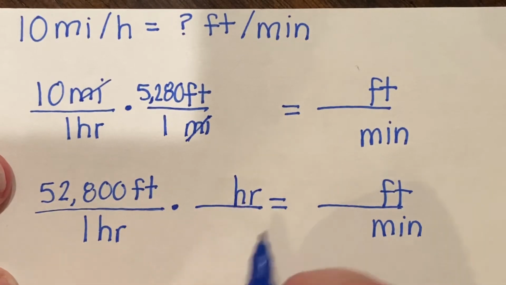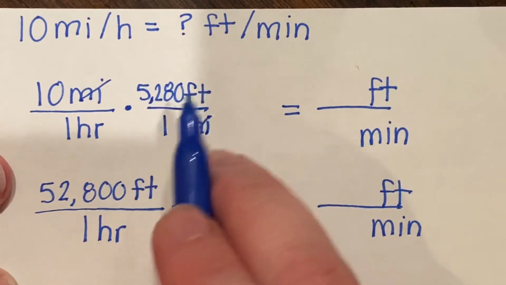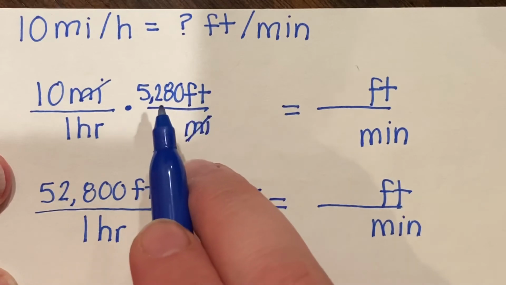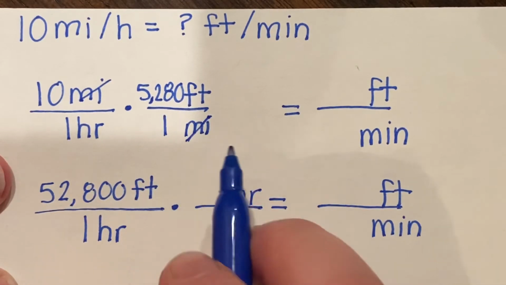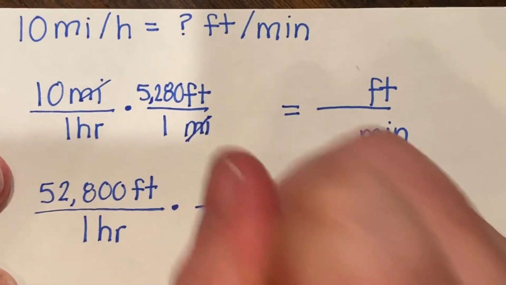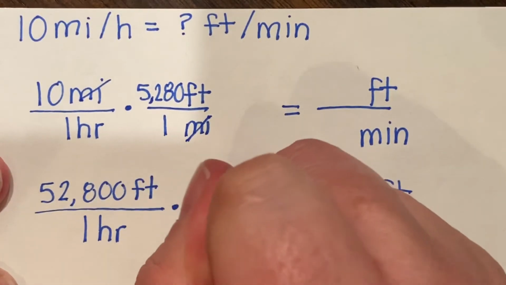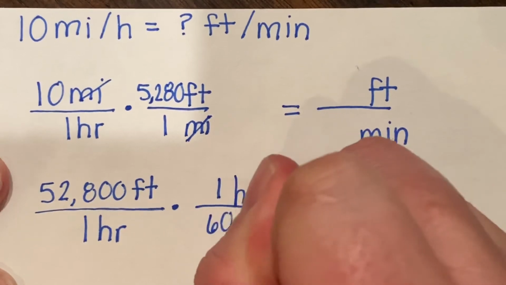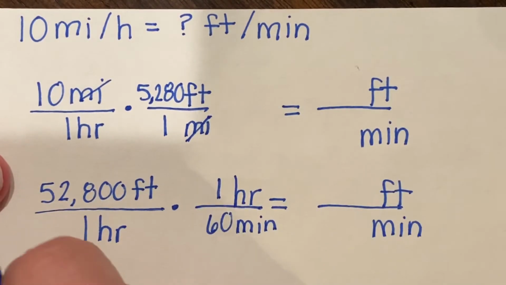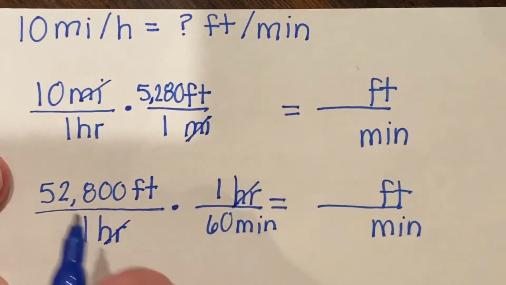So again, this multiplying here is your conversion, just like right here, this was the same thing. 5,280 feet is the same thing as 1 mile. Well, 1 hour is the same thing as, I want it to go in minutes, so 1 hour is the same thing as 60 minutes. Okay, and now we're gonna do the same step. I can cross out my hours because I don't need them anymore.